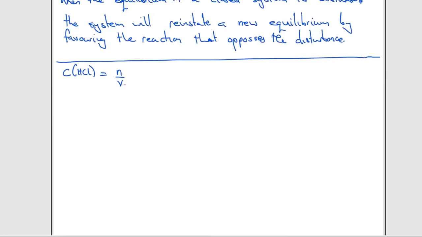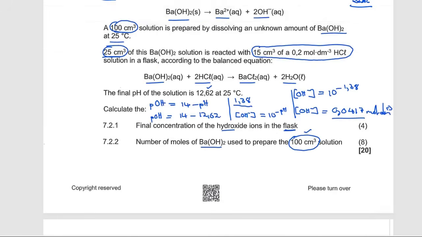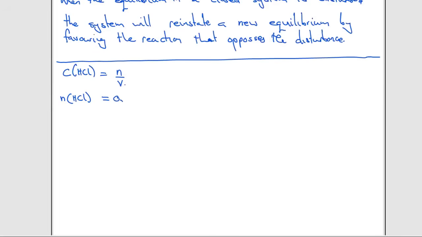So now what I'm going to do is to make the n the subject of the formula, which is going to be C times V. In terms of concentration, let's look at the concentration that we're given for this acid. You can see we're given 0.2. Therefore, I'm going to substitute the concentration as 0.2, then multiplied by the volume.